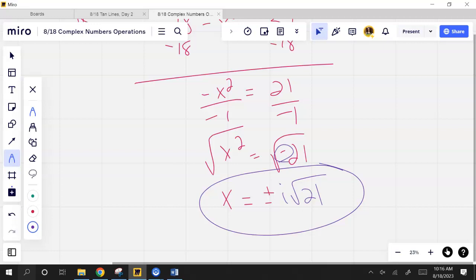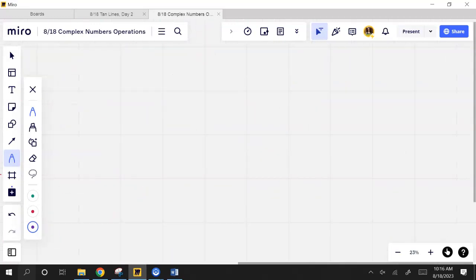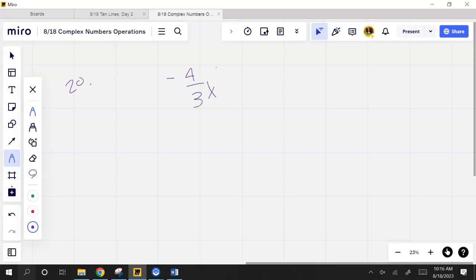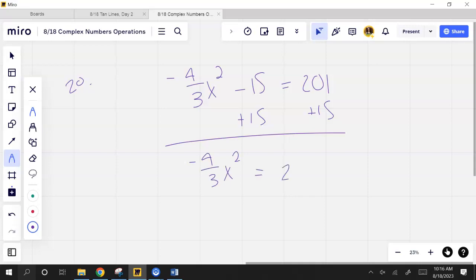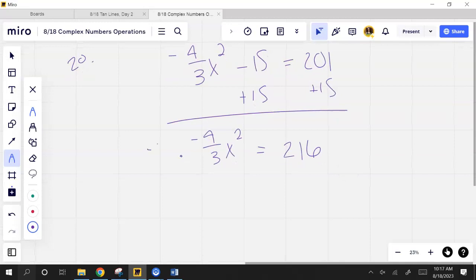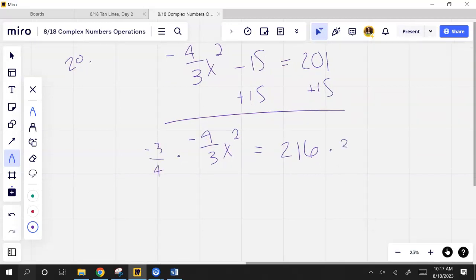All right, anything else? Oh, I'm sorry, 20. Number 20, that last one. I'm sure this is because there's a fraction in it, right? Y'all don't like fractions. I'm going to add 15 to both sides. So I get negative 4/3 x squared equals 216. How do I get rid of that fraction? There you go. I'm going to flip this over to negative 3/4, and that's what I'm going to multiply both sides by.